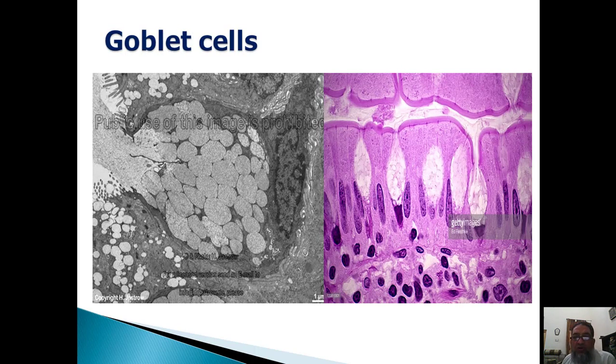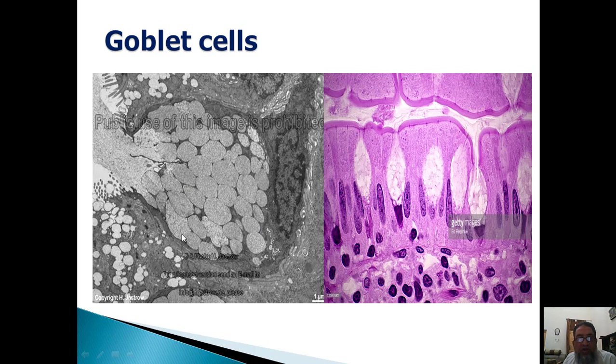Now this is the picture of a goblet cell. This is the H&E stain, and this is under the electron microscope. Look at the electron microscopic picture. The nucleus is toward the basal side, compressed by the globules of mucinous protein that fill almost all of the cytoplasm. So they pour their mucin toward the apical zone. It is pear shaped.